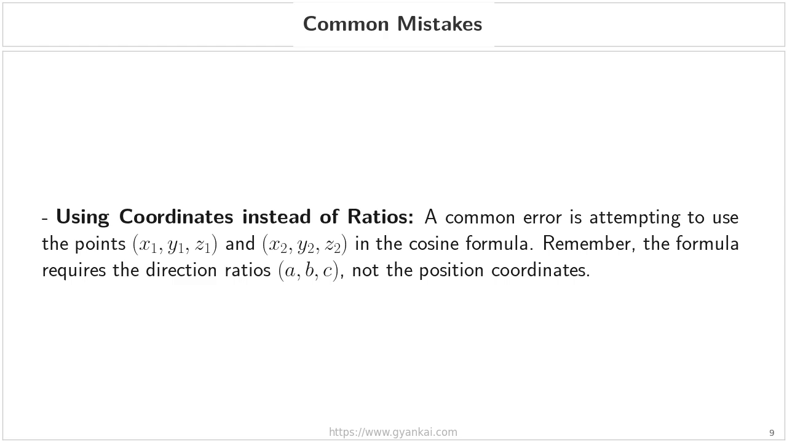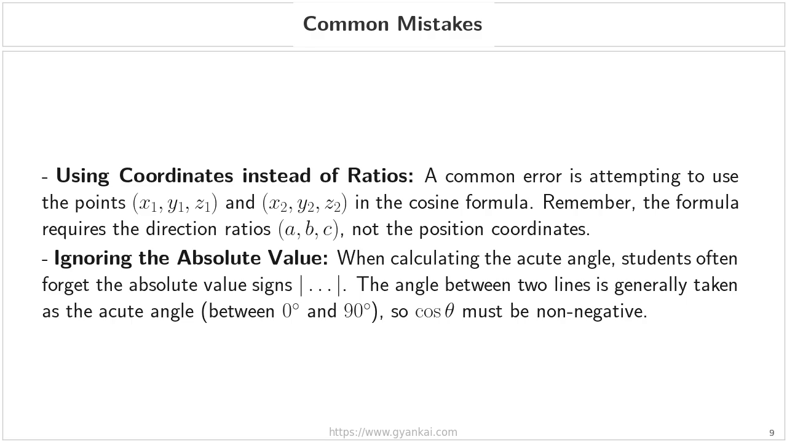formula. But remember, as we discussed in the earlier slides, the position of the line doesn't matter, only the direction does. You must extract the direction ratios, the a, b, and c values, and use those instead of the position coordinates. Second, please be careful not to ignore the absolute value signs. In our formula, you'll notice those vertical bars around the entire fraction. When we calculate the angle between two lines, we are generally looking for the acute angle, which is the angle between 0 and 90 degrees. For the angle to be acute, the cosine value must be non-negative. If your calculation results in a negative number, the absolute value will flip it to positive, ensuring you get the correct acute angle.